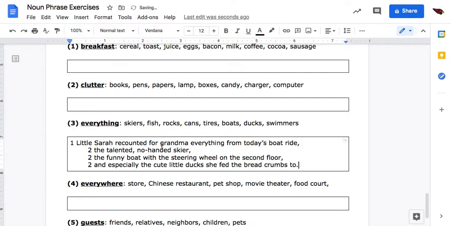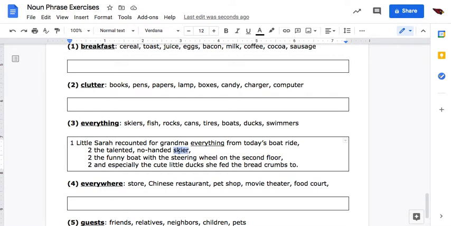Little Sarah recounted for Grandma everything from today's boat ride. The talented no-handed skier, the funny boat with the steering wheel on the second floor, and especially the cute little ducks she fed the breadcrumbs to. So we've got 3 noun phrases right here. Not very original. Look at this. The as a noun determiner, the as a noun determiner, the as a noun determiner. I mean, the phrases are pretty good. It's just not a lot of originality in the use of the noun determiners.